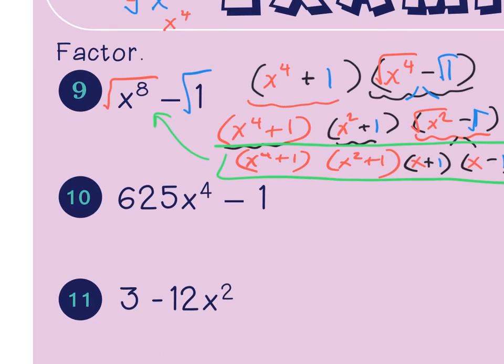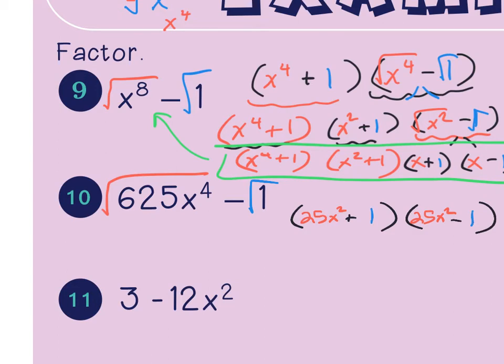Again, it's got a subtraction sign, so I know it's going to be the difference of two squares. First thing I should do also, though, is look to see if there is a GCF. There is no GCF, it's only a 1, so I'm just going to square root. So again, you're making your two binomials. I'm going to square root 625. The square root of 625 is 25. And then when I square root x to the 4th, I get x squared. Again, 1 gets a plus sign, 1 gets a minus, and then I square root the 1, which is 1.